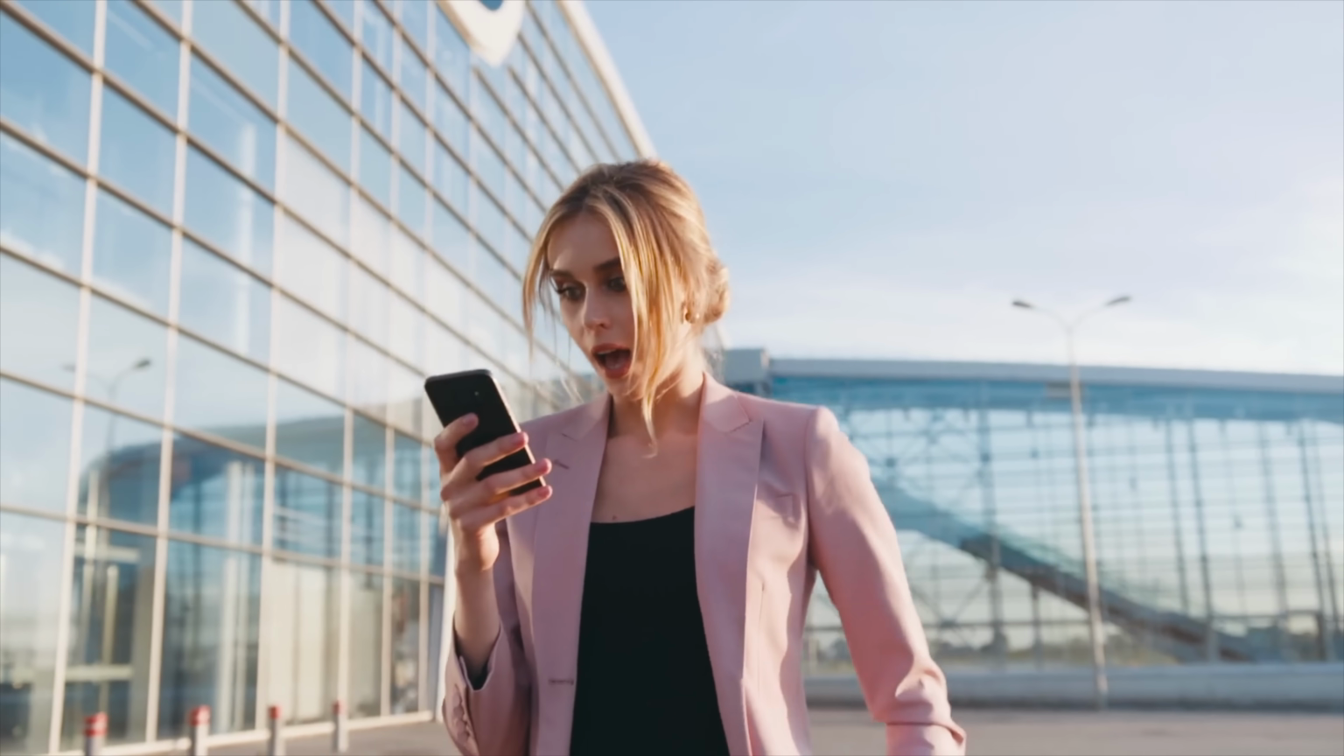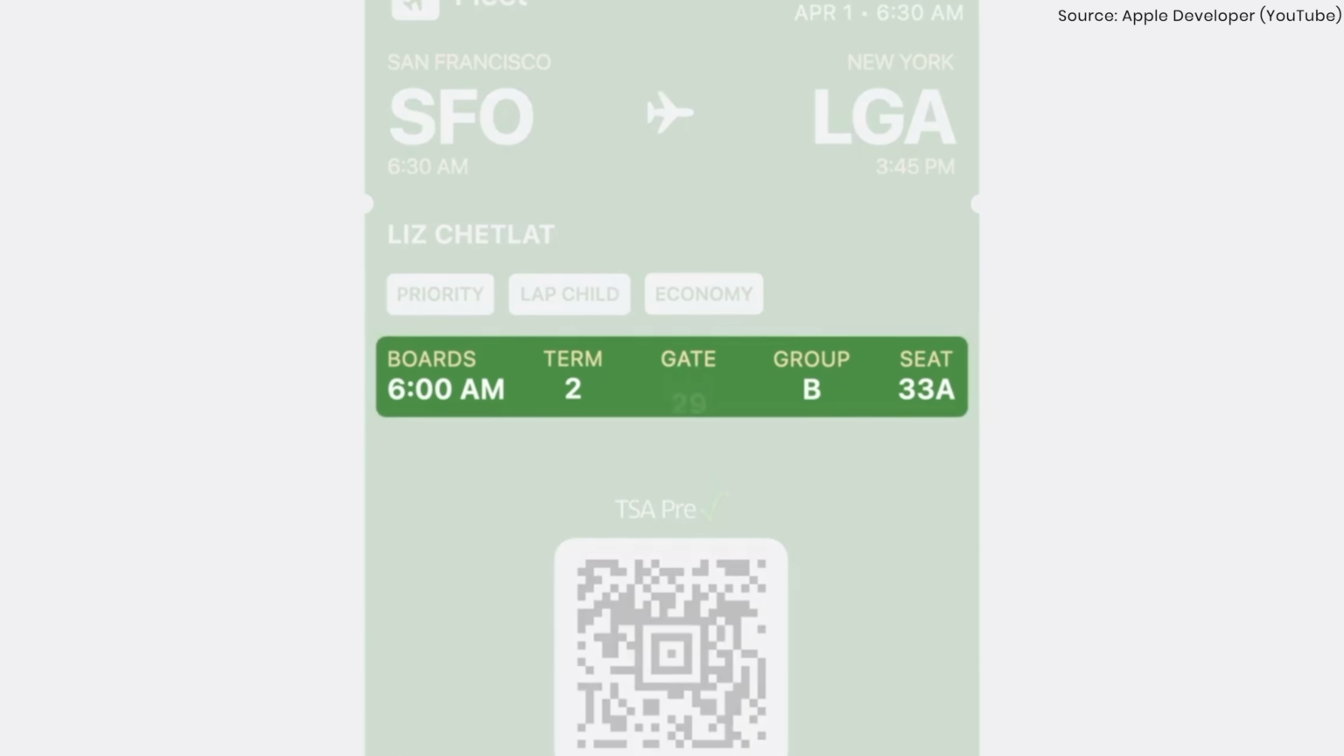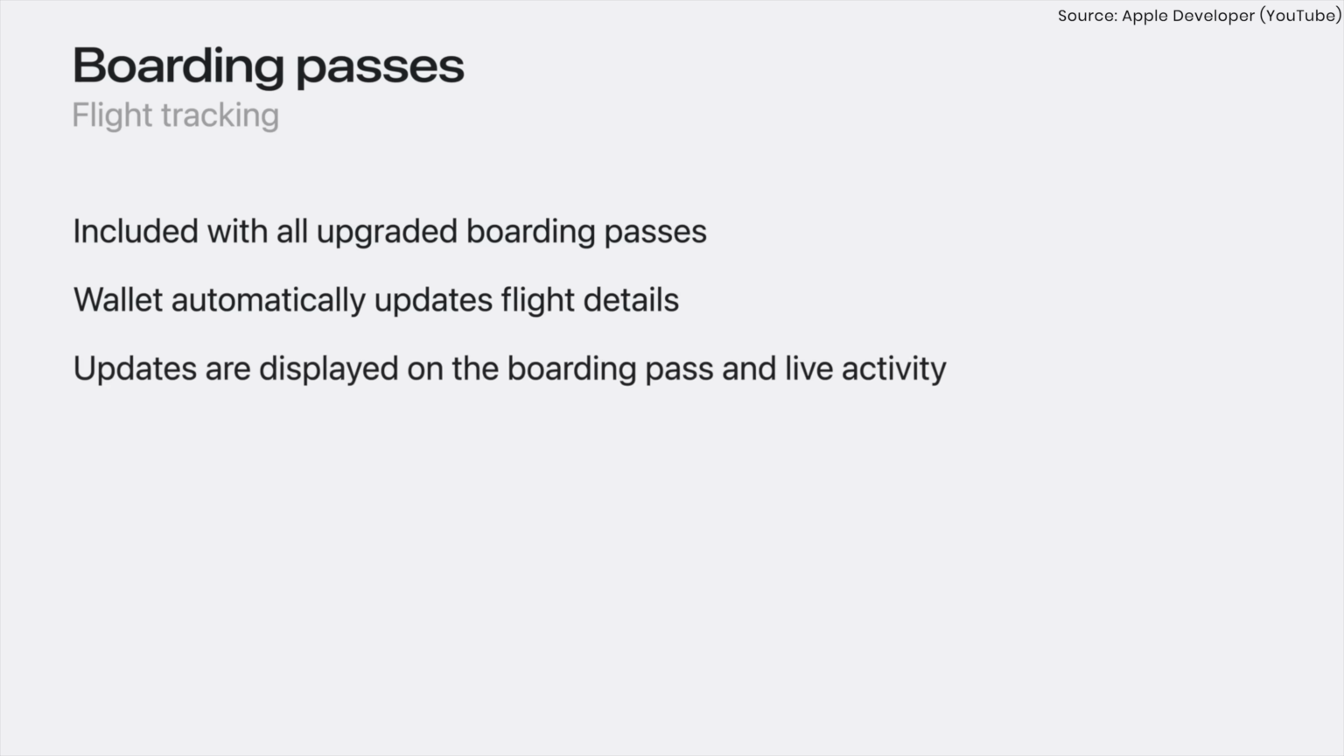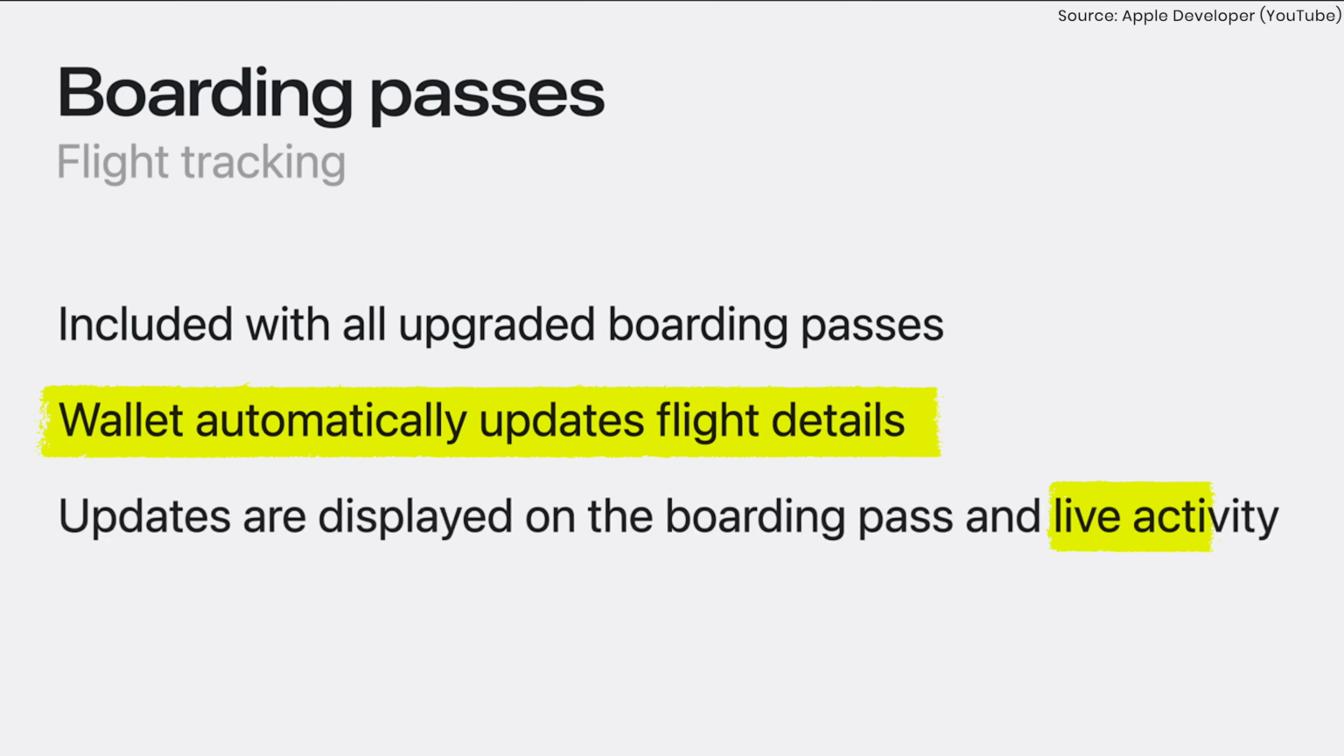Your boarding pass now updates automatically in real time. If your gate changes, you'll see the new gate number right on your lock screen without doing anything. If your flight is delayed, the new time shows up instantly.